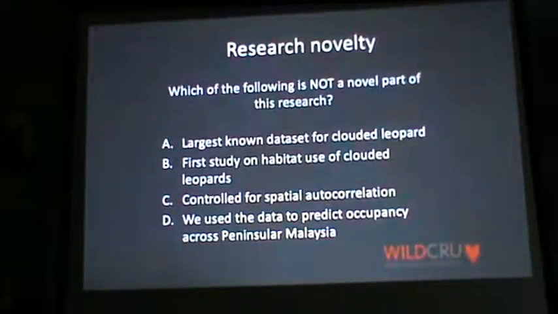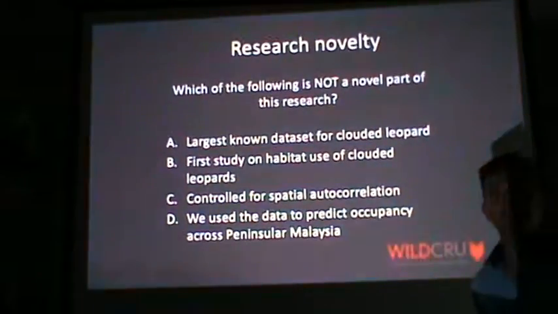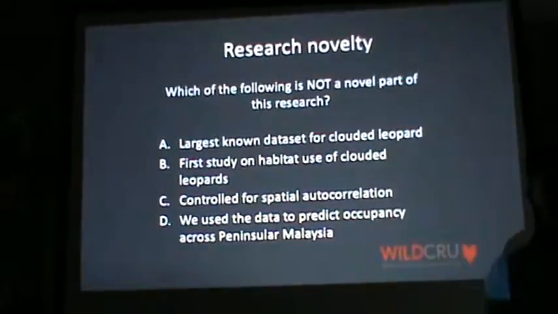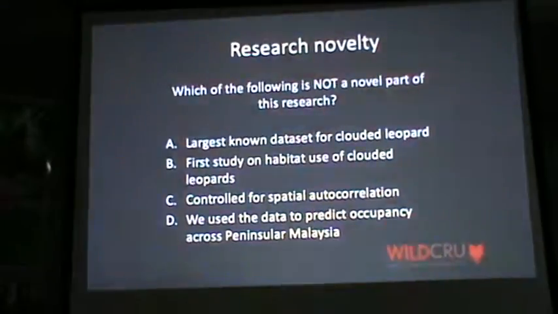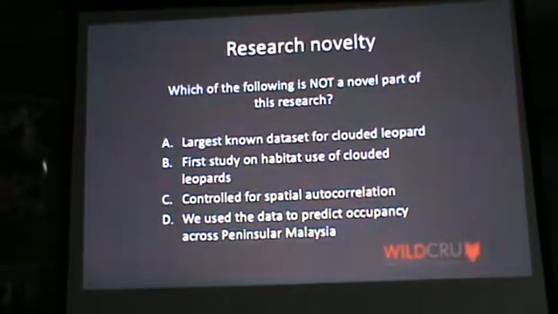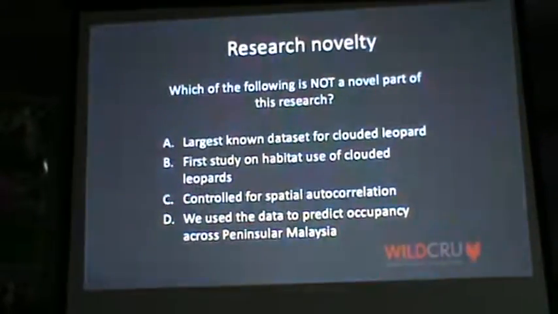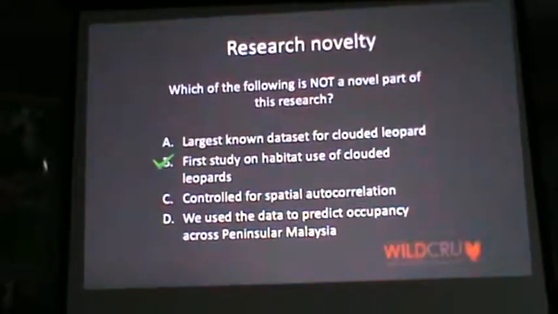5, 4, 3, 2, 1, time's up. So, multiple answers from 5 C's, then we have 2 or 3 B's, and then 3 D's, and 2 or 3 A's. So we have C as the majority. So that's your vote. Well, the answer is that B is incorrect.